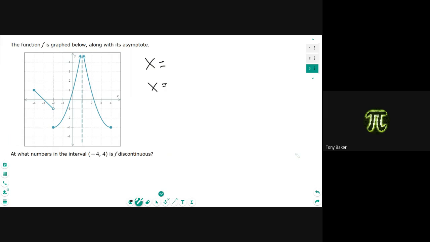Where's one of the discontinuities in this one? -2. What kind? That's the jump. Is there another one? At 1. What kind of discontinuity is that? That's it. I think the graphing ones are pretty easy. Pretty easy to see. So I'll do many more of those. Let's do the next set.